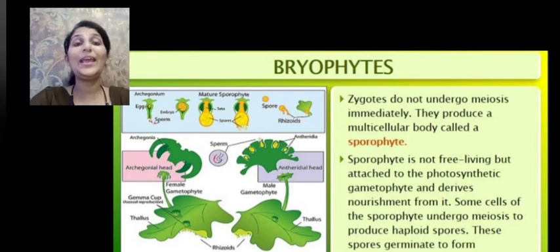So this 2N structure divides and redivides to form a multicellular structure which is called the sporophyte. So the sporophyte is 2N because it is formed by the fusion of two gametes, that is the male and the female gamete.